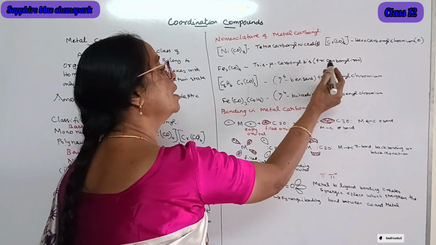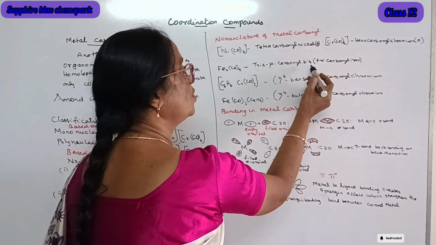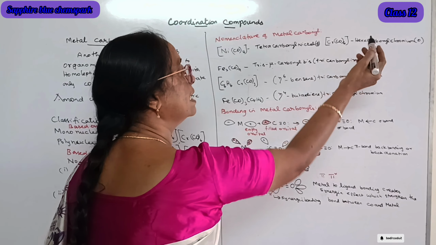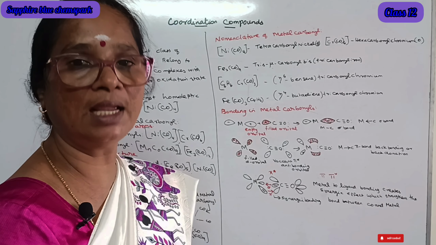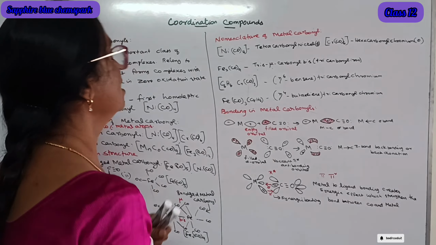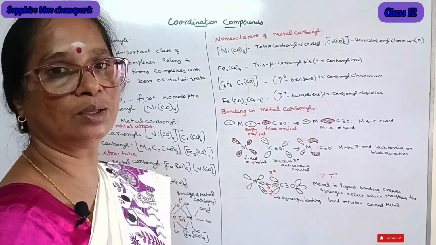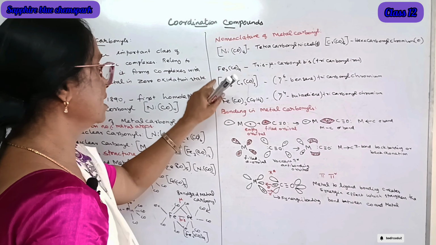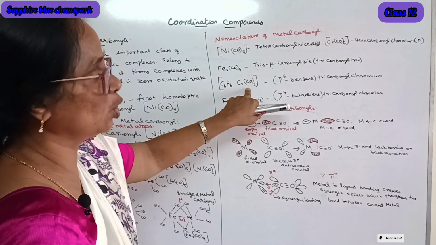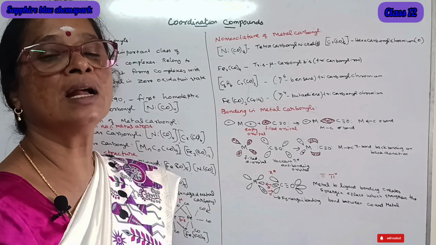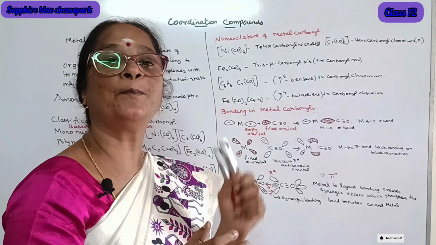So to avoid the prefix confusion, we have to make use of bis, tris for the number of metal atoms present in the complex. Okay. So in these cases, the complexes are made up of only carbonyl groups. In the other cases, I have carbonyl groups in addition to a group having a pi bond.